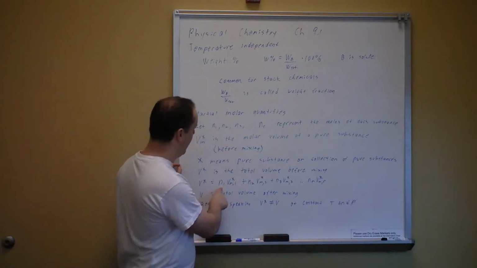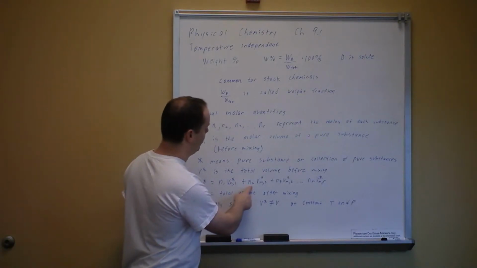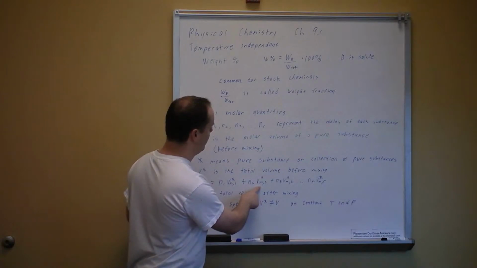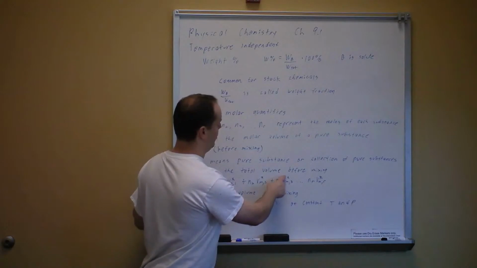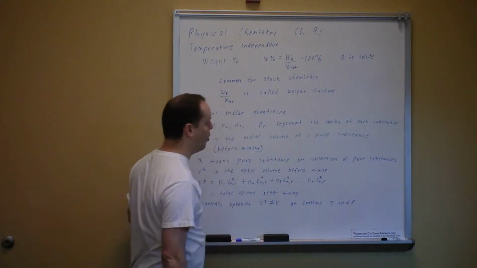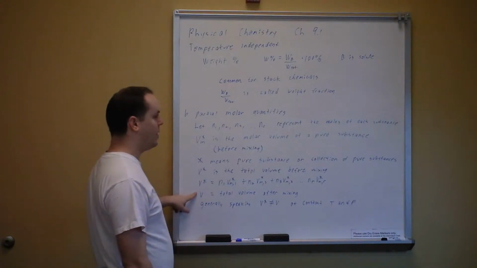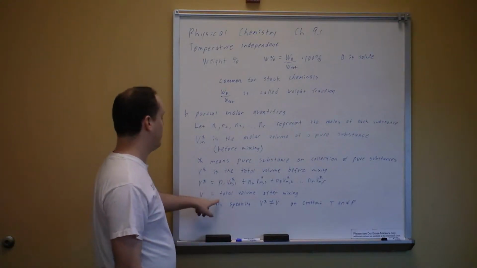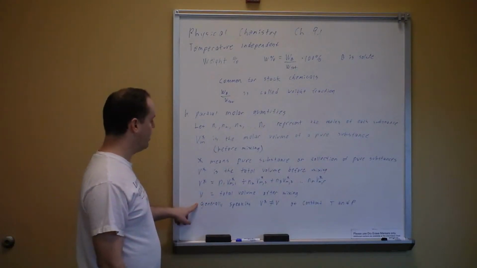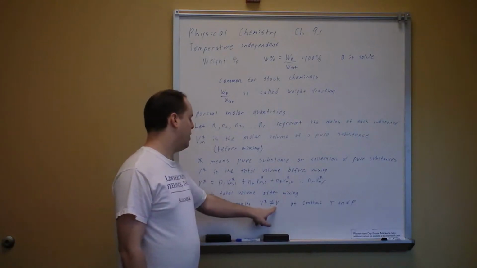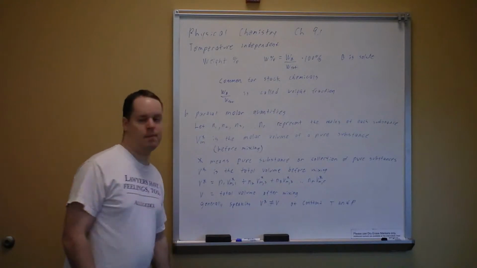So you have the number of moles of 1 times the molar volume of 1 unmixed, plus the number of moles of substance 2 times the molar volume of substance 2 unmixed, plus the number of moles of substance 3 times the molar volume of substance 3 unmixed, etc., all the way to the number of moles of substance R times the molar volume of substance R unmixed. And then without the star, V is just the total volume after mixing. Now we're going to find out in this chapter why, but generally speaking, the unmixed volume is not necessarily the same as the mixed volume, even if we're at constant temperature and pressure.